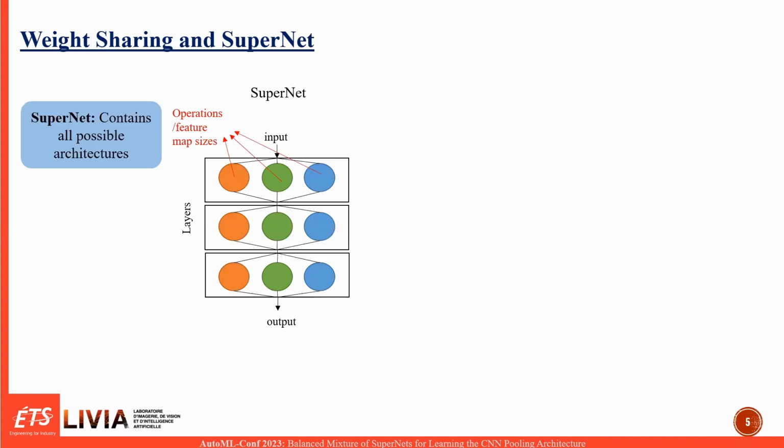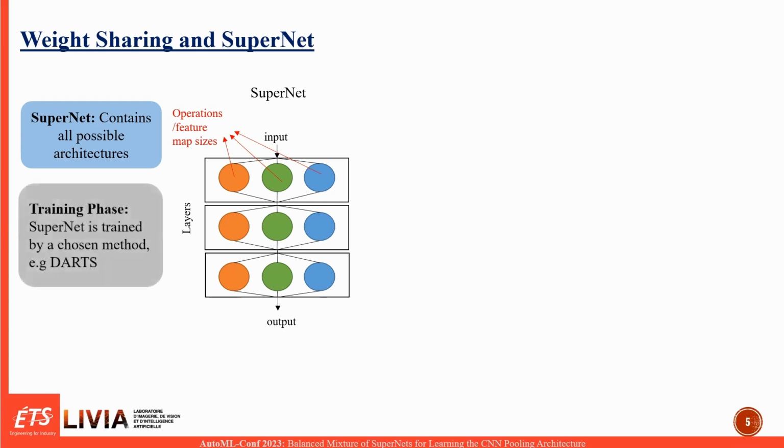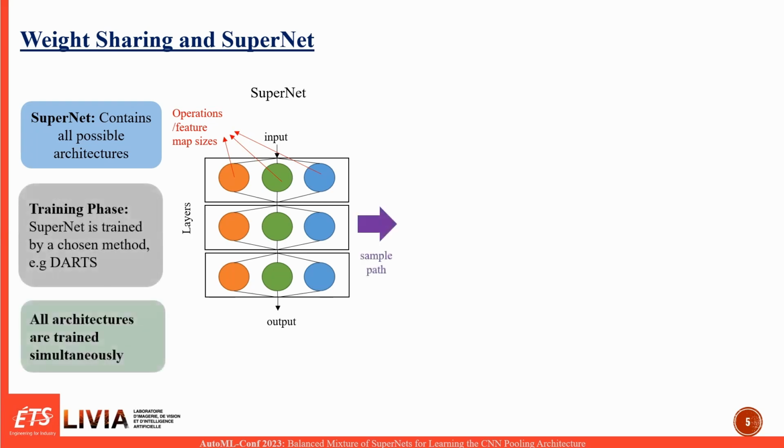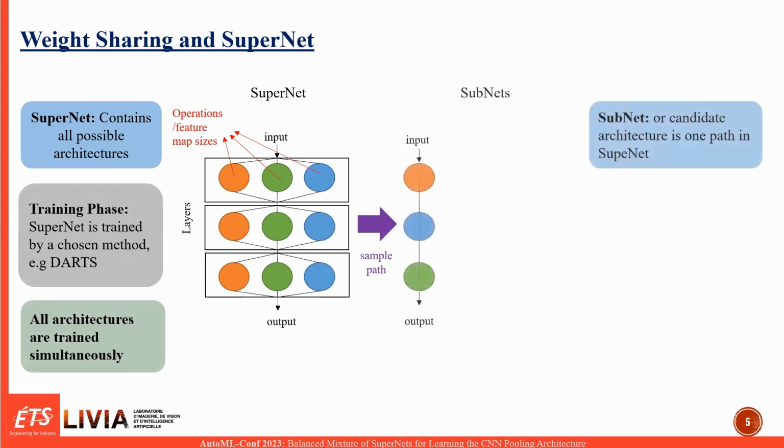The next search methods that we will discuss in our work all use the concept of weight sharing or Supernets. To briefly explain it, a Supernet contains all the possible architectures in the search space. It is trained using a NAS method, such as Darts, and then sampling a path in this supernet will result in a sub-supernet or candidate architecture.